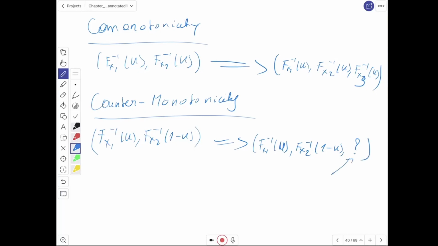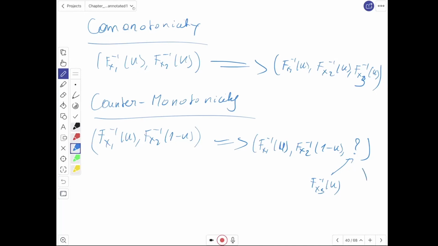If I plug in F_X3 inverse of U, then X2, X3 will move in opposite directions. That's good. But then X3 will move perfectly together with X1, right? You have comonotonicity between X1 and X3. That's not what you want. You want that they move in opposite directions.